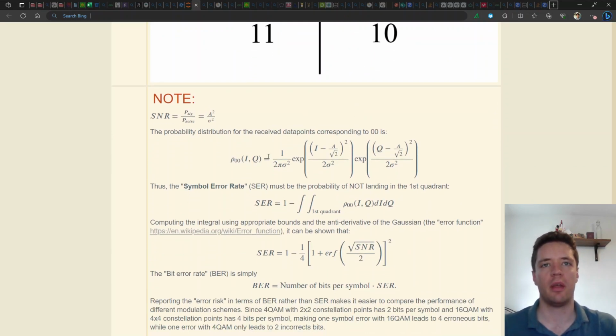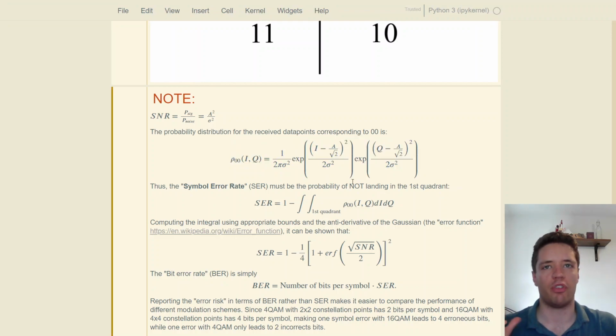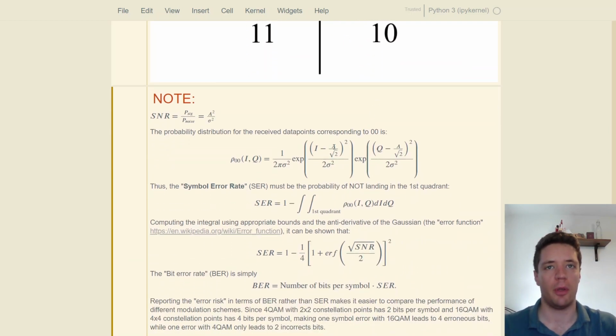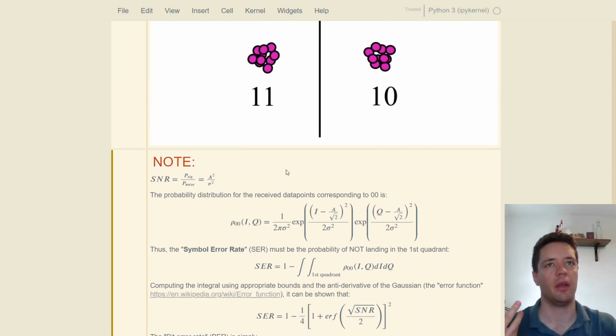But the general point is that for every single one of these points, we can create what you can think of as a 2D Gaussian probability distribution that's centered at this location right here. So here we have the average field strength, and then we have the variance right here. And that gives us the probability of finding a symbol that was intended to be 0, 0 anywhere in this 2D plane.